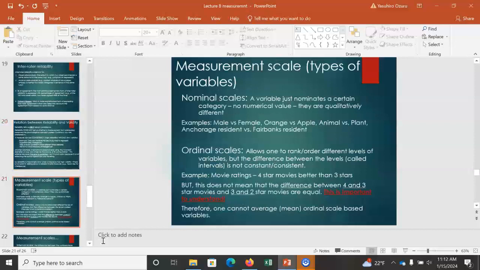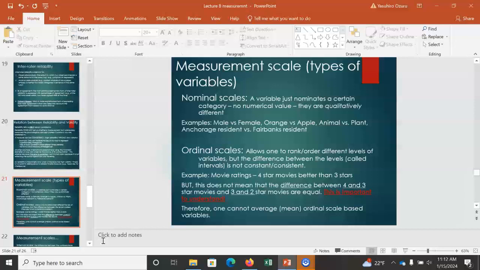Okay, measurement scale. This is a recap. So please recall there is a nominal scale, ordinal scale, interval scale and ratio scale. Nominal is basically simply nominate, and it's categorical, but it doesn't carry any quantitative meaning. Male versus female is a nominal scale.